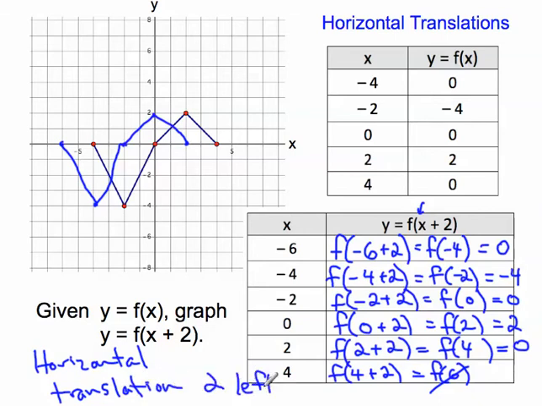Although we might have expected it to be to the right because of the plus 2, you can see that because we were changing the input before we put it into the function, it actually goes to the left.